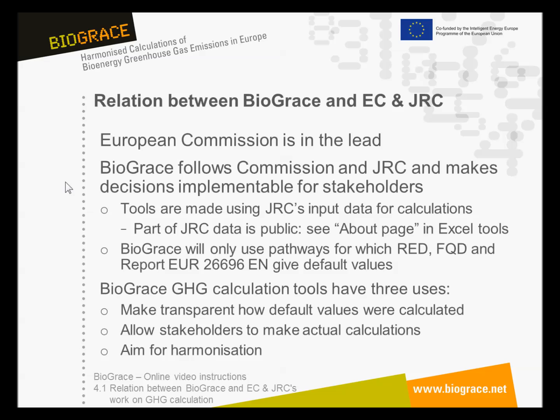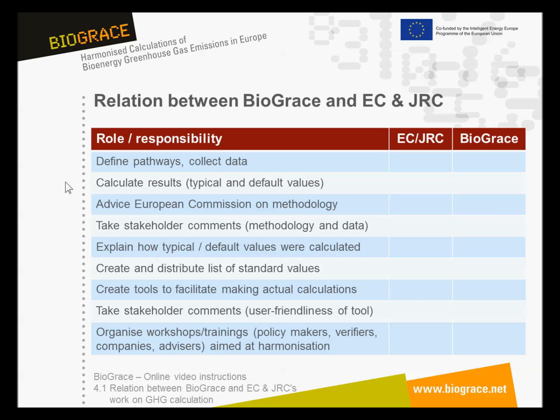This next slide summarizes the roles and responsibilities of the European Commission plus DRC and of BioGrace. The European Commission decides which pathways are included in the default values. DRC collects data of these pathways and calculates the European average greenhouse gas emission results, which are the typical and default values. The difference between typical and default values is explained in an earlier video instruction.